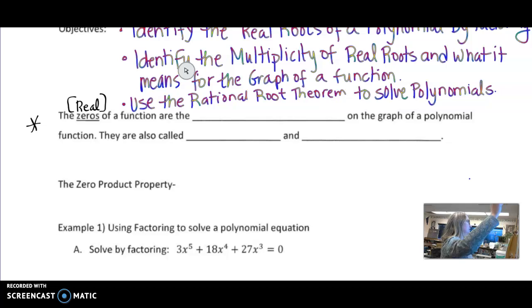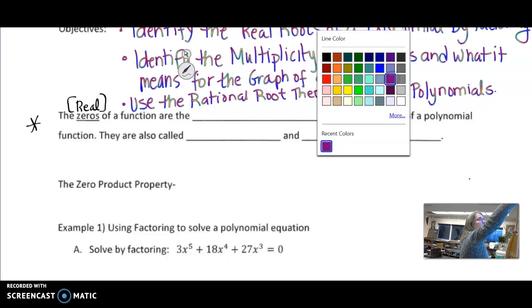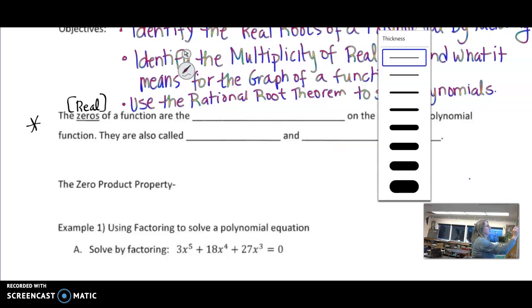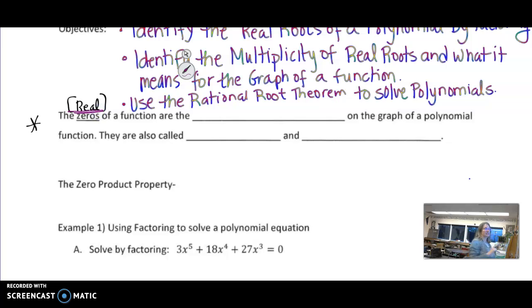Okay, so first of all, we've already talked about zeros, but I just want to make sure that you're understanding what they really are. This is important. It doesn't say this in your notes, so you need to add that. The real zeros of a polynomial function are the x-intercepts on the graph of a polynomial function. They're also called roots and solutions.